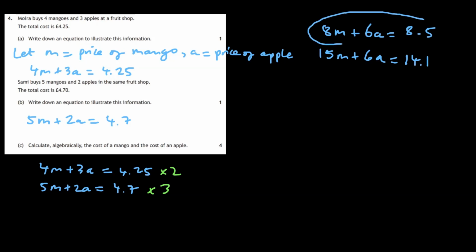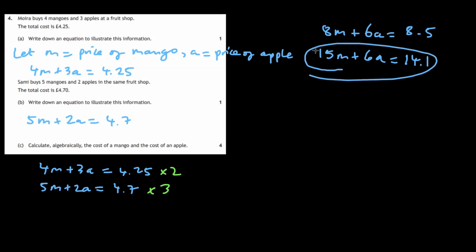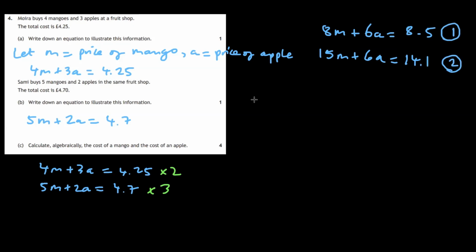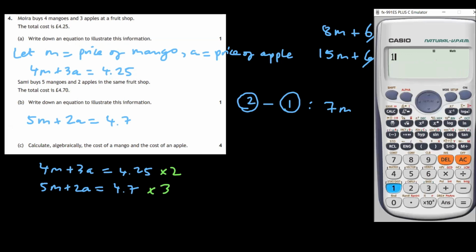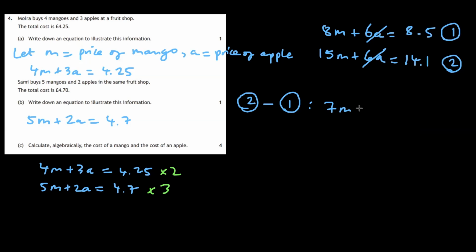And then we'll just subtract this equation from this equation. So I'll just label them 1 and 2. So we're just doing 2 minus 1. And that would give 7M. The 6 A's cancel. And then 14.1 minus 8.5. So that would be 5.6.